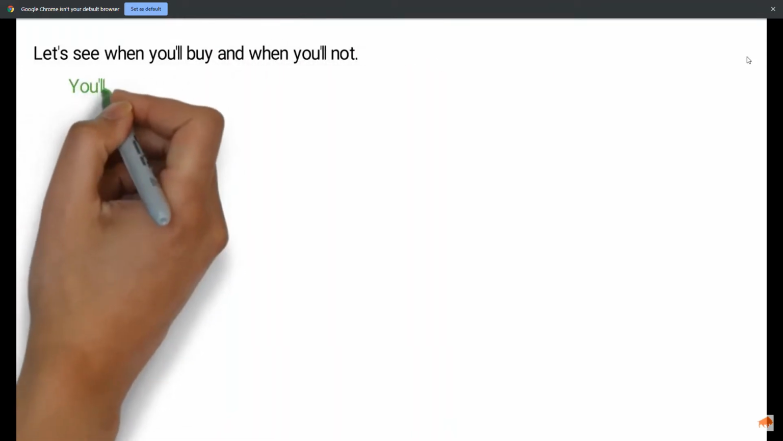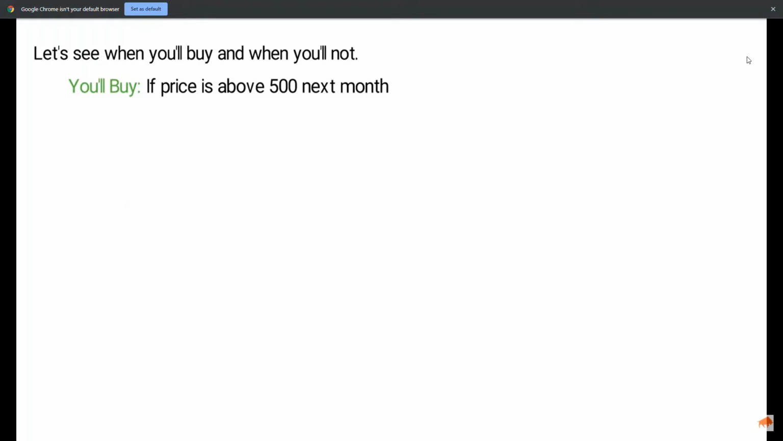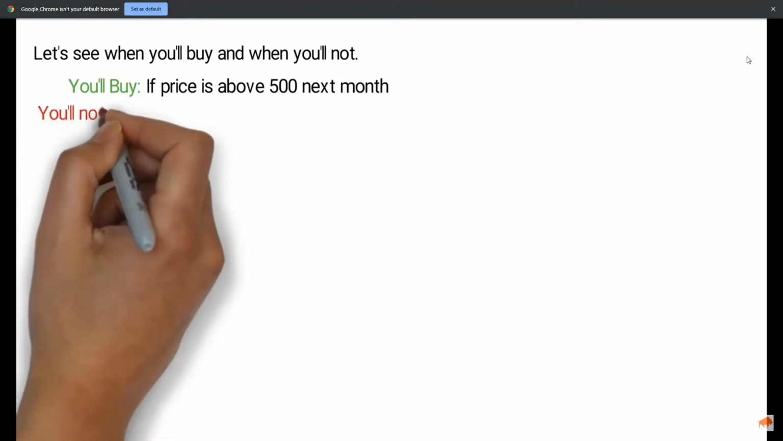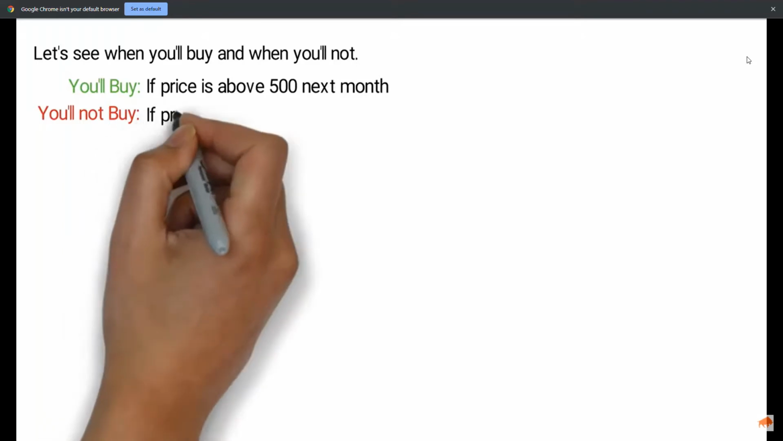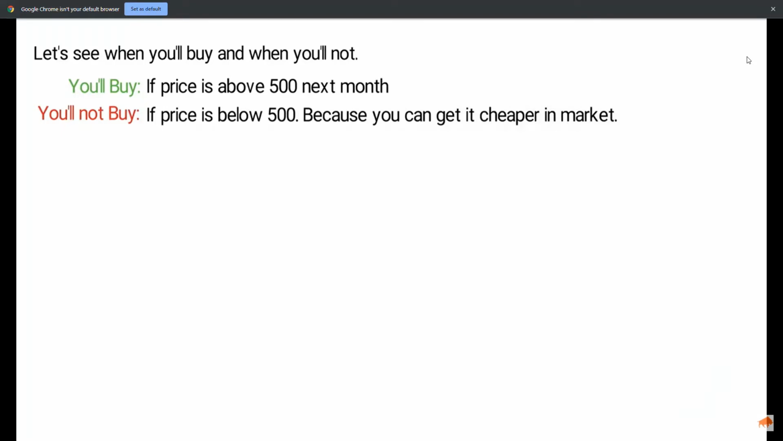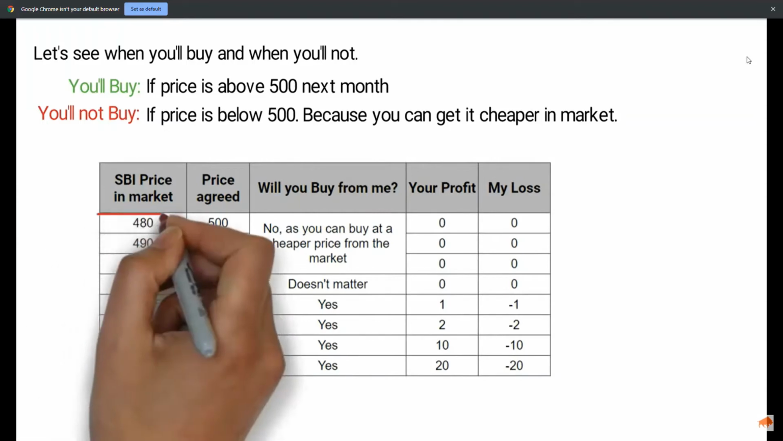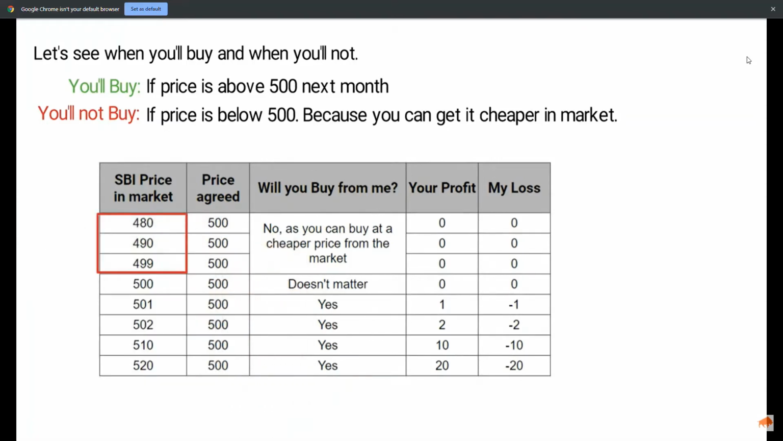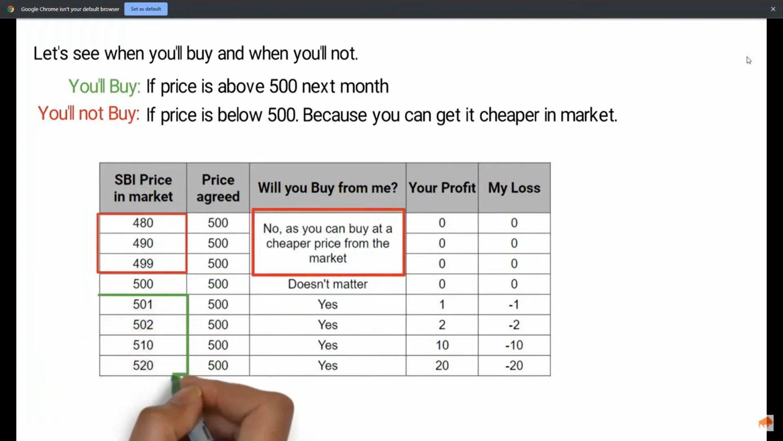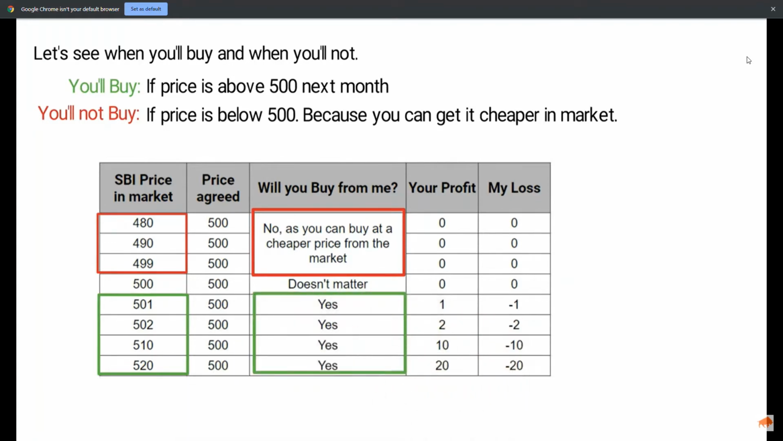Let's see in which case you will buy the shares from me at 500 and in which case you will not. You will buy the shares from me at 500 only when the price is above 500 rupees. In the case the price is less than 500, why will you buy it from me at 500? You will buy it from someone else at a lower price. You can see that in this table. If the price is below 500, you will not buy the SBI shares from me, as you can buy at a cheaper price from the market. And if the price is above 500, then you will buy it from me, because you are getting a share at 500 which is worth more than that.